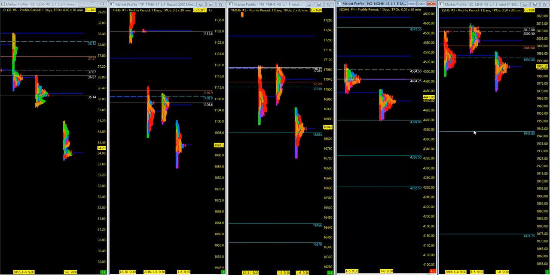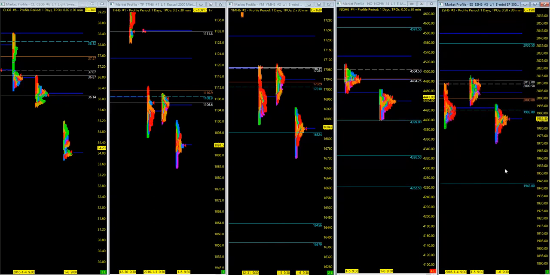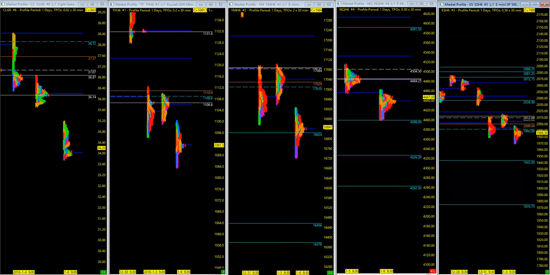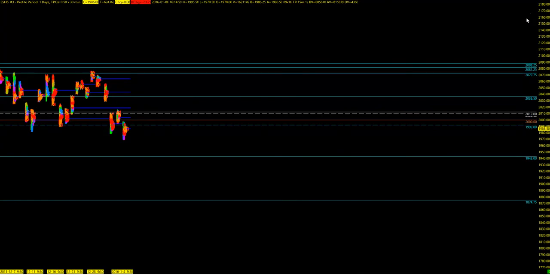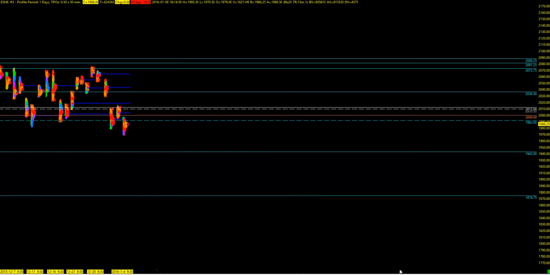And to look at the last chart here, the ES for market profile. Price action again, you know, the big picture on the ES that we've been looking at over the months here, as the ES has just been all but chop.